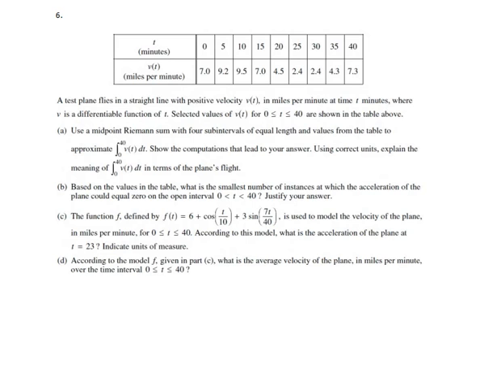In part A, we want to use a midpoint Riemann sum with 4 subintervals of equal length and values from the table to approximate the integral from 0 to 40 of v of t dt. Show the computation that leads to your answer, and using correct units, explain the meaning of the integral from 0 to 40 of v of t dt in terms of the plane's flight.